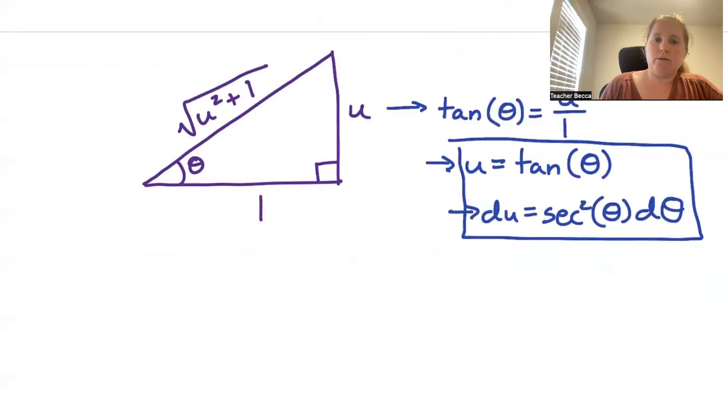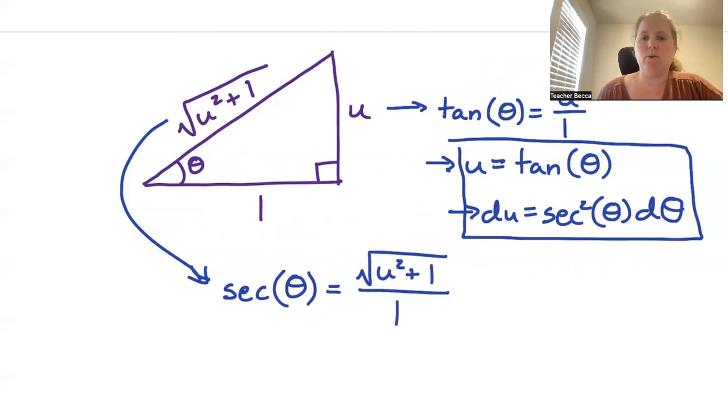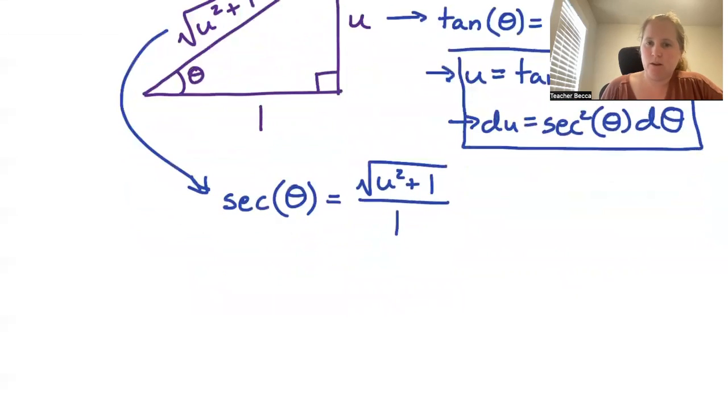using our square root u squared plus 1 and the 1. That relationship is secant theta. So we have secant of theta is the square root of u squared plus 1 all over 1, otherwise known as the square root of u squared plus 1 is equal to secant of theta.